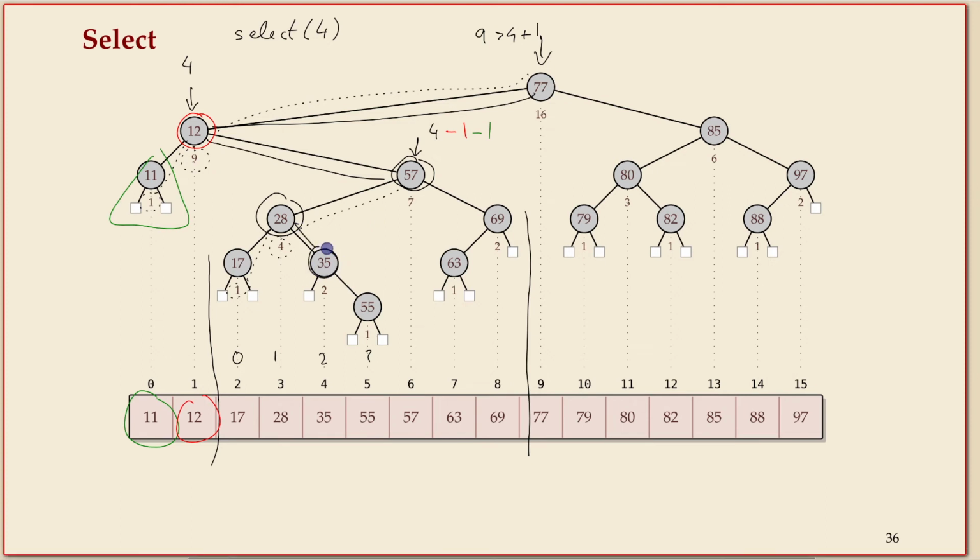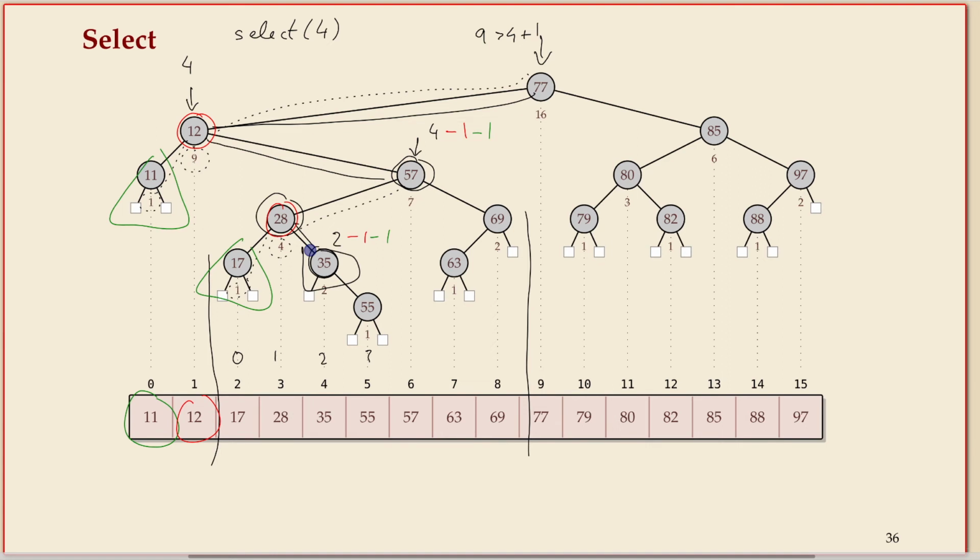Instead, I have to go right, but I have to subtract again. So here I'm looking for 2, and then -1 for this guy, and another -1 for the subtree that I'm skipping, which works out to 0, right? So in this case, we're looking for the node of position 0, which is the same as saying the leftmost in this subtree, because there's no left subtree. At this point, we found our 35.